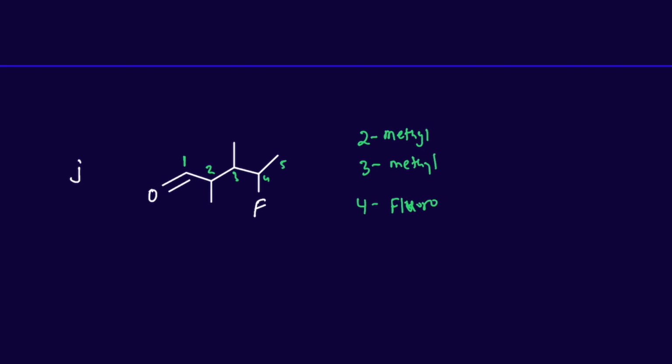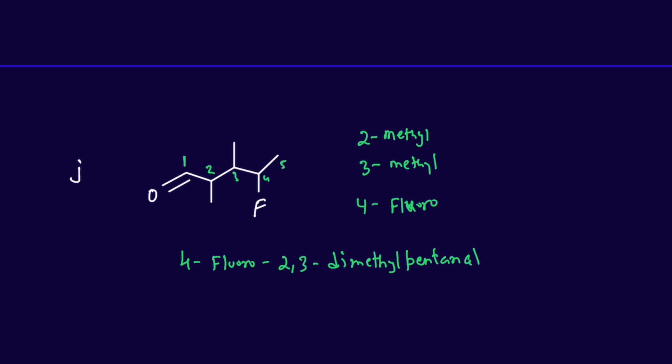So when I'm putting them together, I'll write down fluoro first. So 4-fluoro. And then I'm going to put the methyls together. So 2,3-dimethyl, since you have 2 of those. And then I have 5 carbons in the main chain. So that's going to be pentane. And then you have an aldehyde, so it's going to be -al at the end.